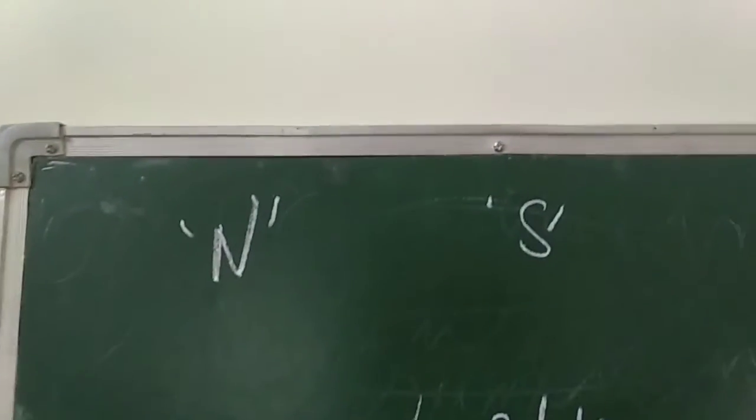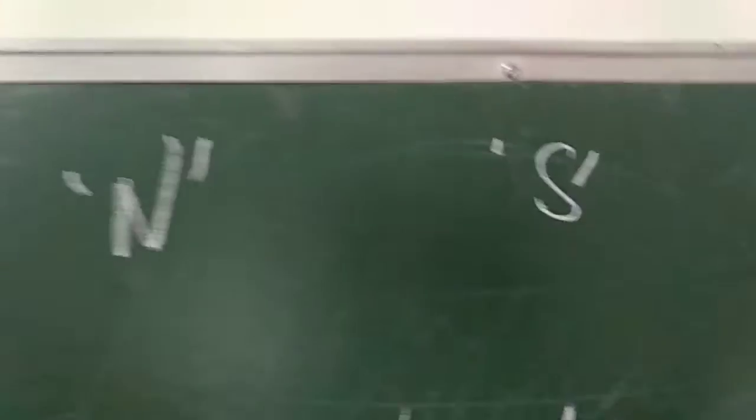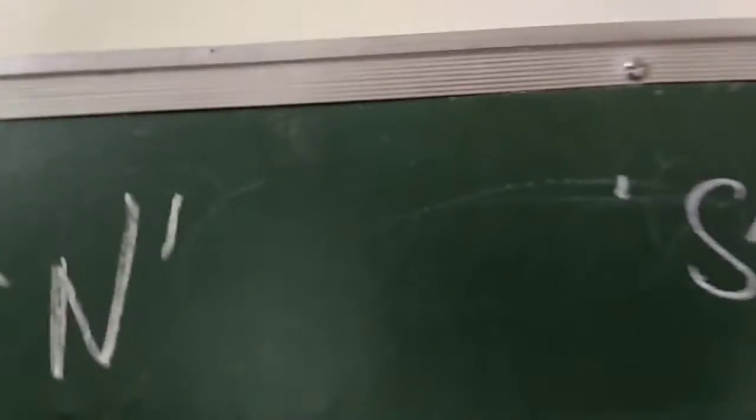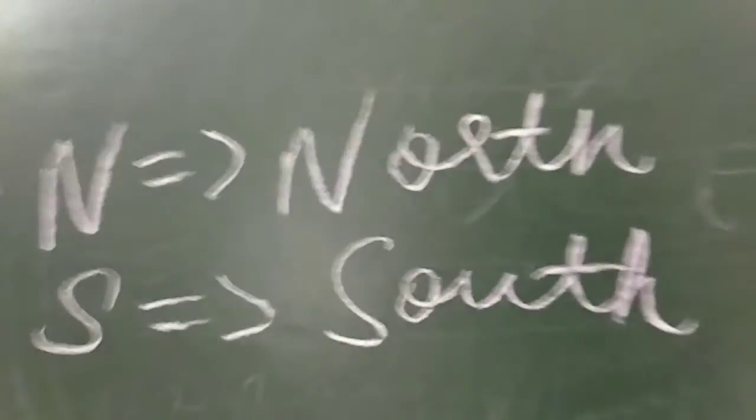Now, you must have seen that when we put the degrees, we always put N and S beside them. Like the Arctic Circle is 66.5 degrees, and then we put the letter N. So what are these letters, N and S, for? The letter N indicates the north direction and the letter S indicates the south direction.